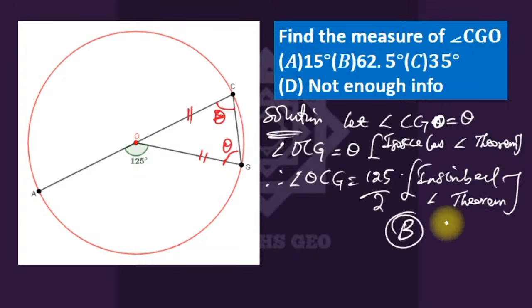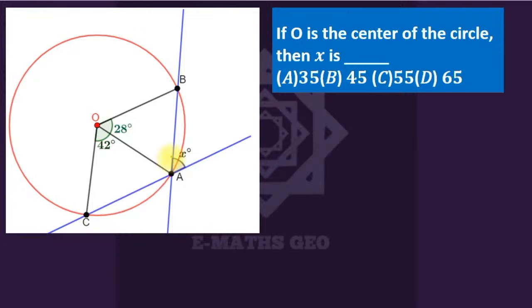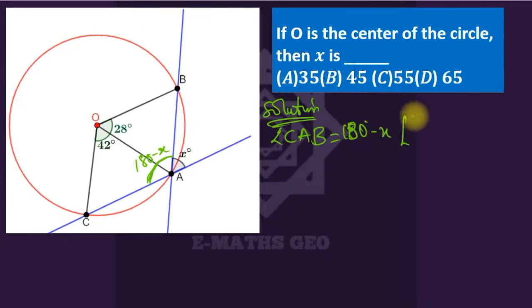This is a straight line. Using angle at a straight line, this is 180 minus x. Yes. So we are saying that angle CAB is 180 minus x, angle on a straight line.